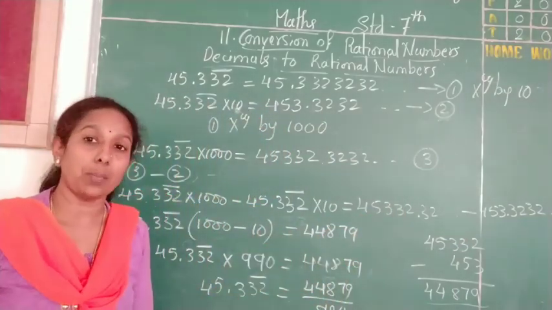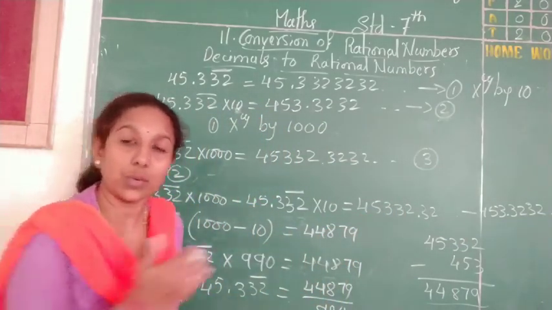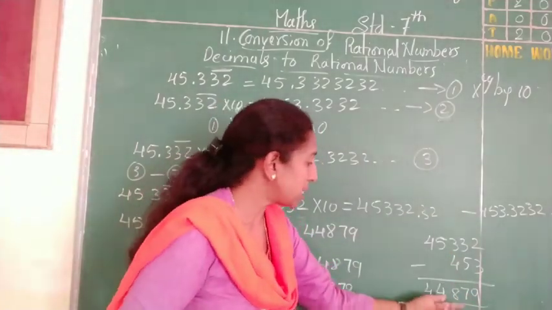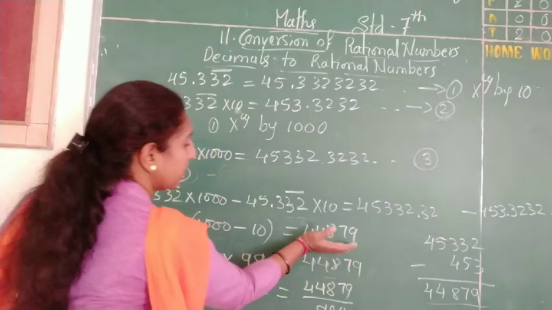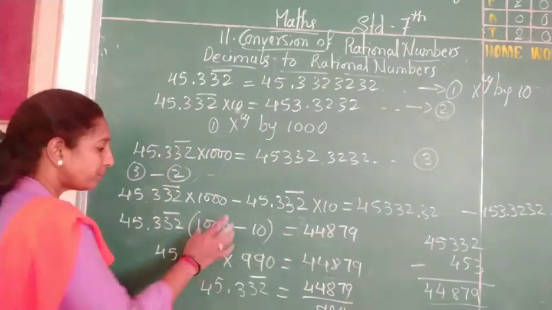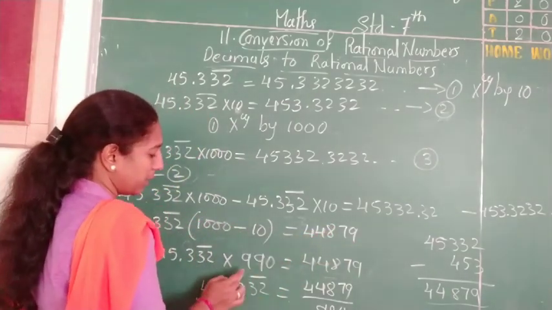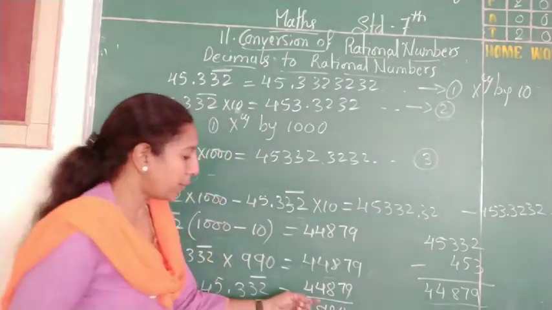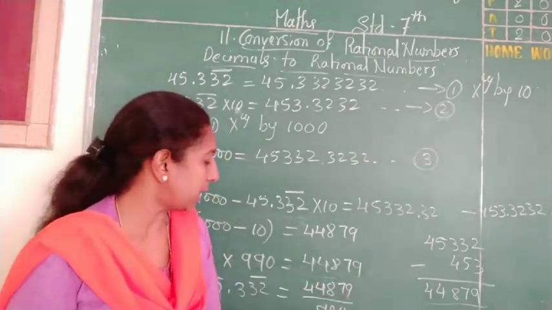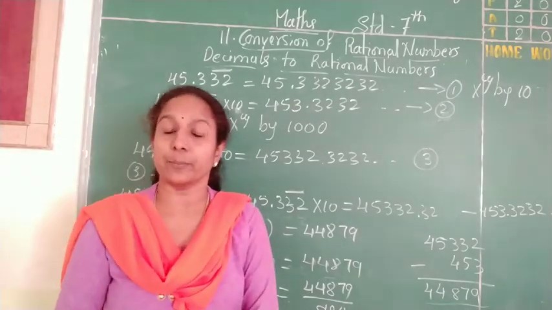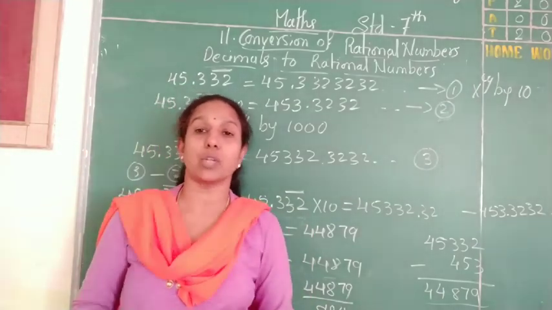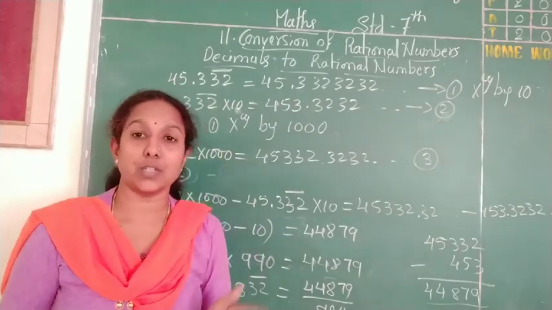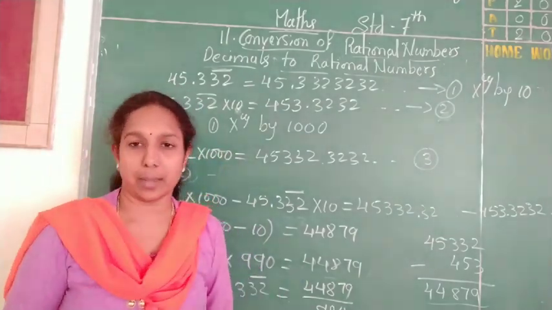So we have to take it and subtract it. After subtracting, what we get will come on the RHS. Now 1000 minus 10 will be 990. So it becomes 44,879 divided by 990. This is how you have to convert the given decimal numbers to rational numbers.